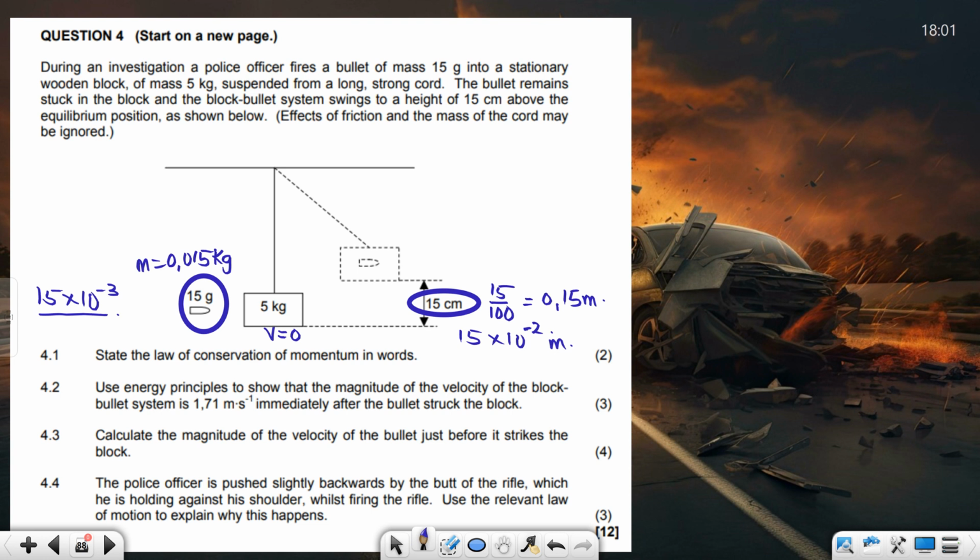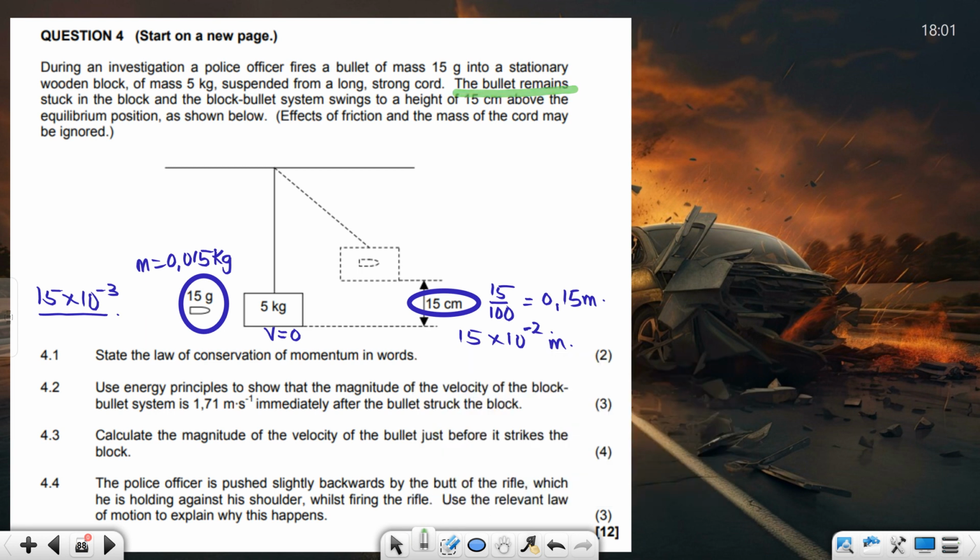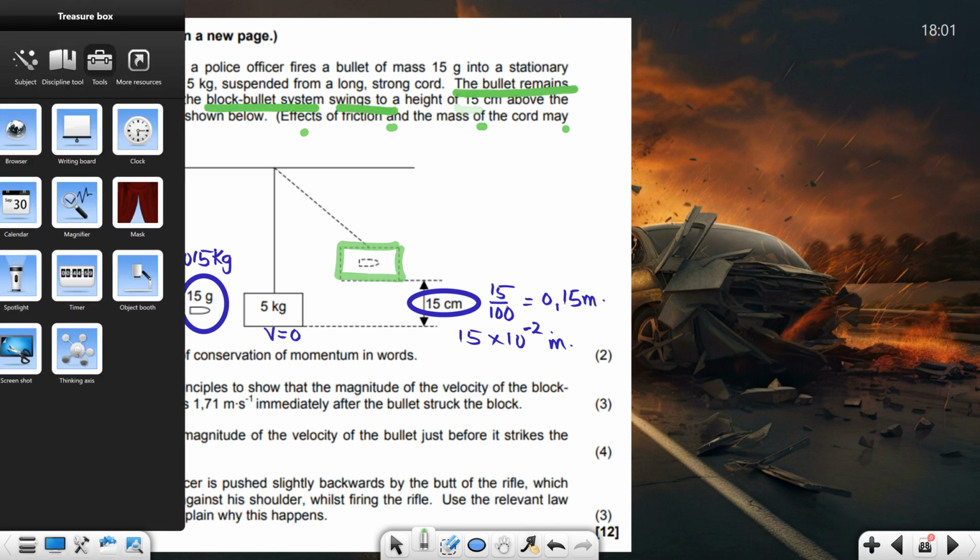All right. Okay. Where are we? We saw that 15 and we stopped. So let's read again. The bullet remains stuck in the block, and the bullet-block system swings to a height of 0.15 meters above the equilibrium position as shown. Okay, there we go. The effect of friction and the mass of the cord may be ignored because we don't want to cause a change in mass. Look at 4.1. Everyone is now getting 4.1, everyone in this session.